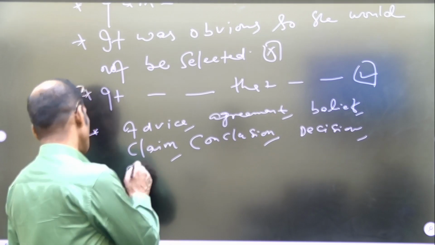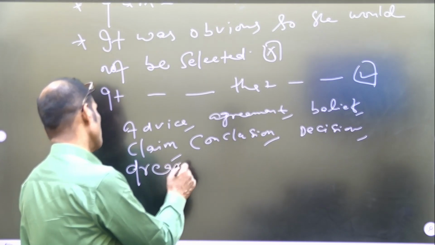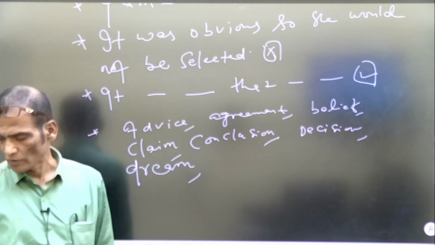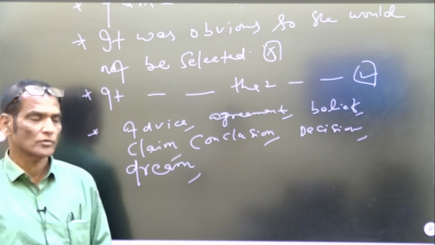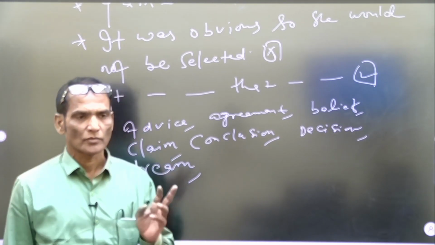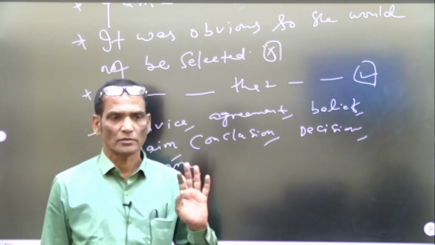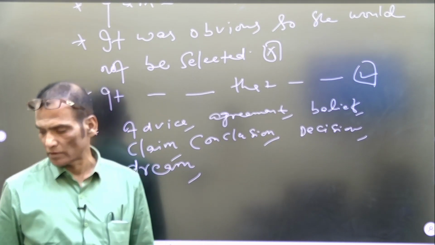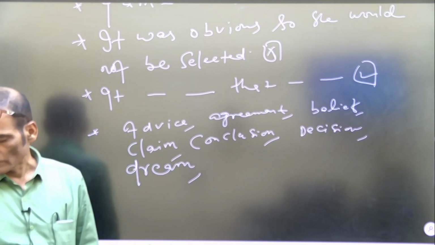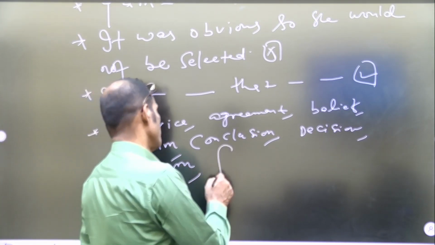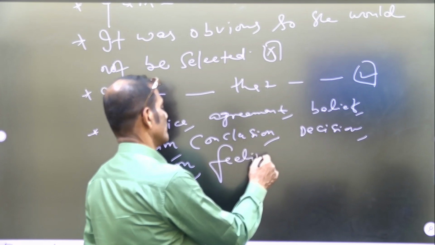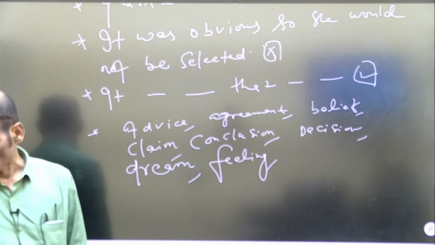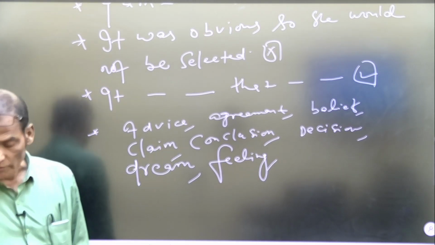Then after dream. Dream as a noun, not as a verb. Dream is used as verb also. So dream as a noun. If dream is used as noun, then that is a must with the subordinate clause. You mean the subordinate clause will be started with that. So let's see. Feeling. It is noun, not verb. Feeling. Then after expectation.